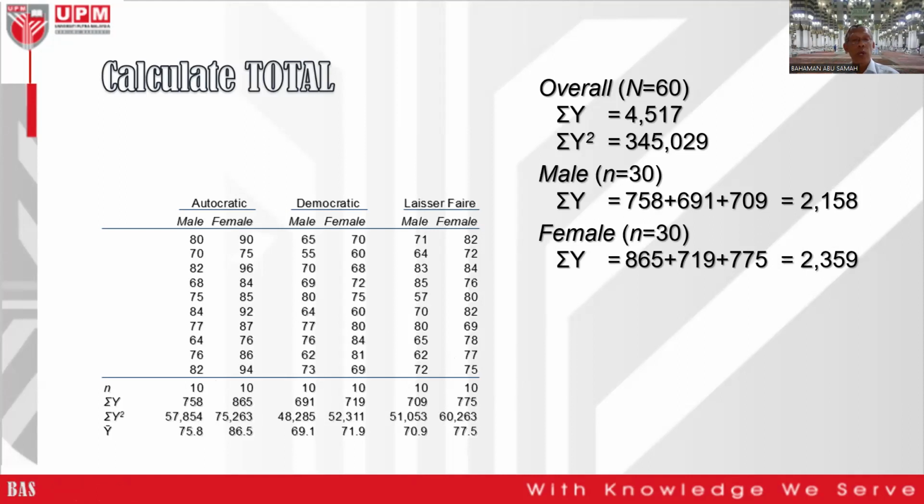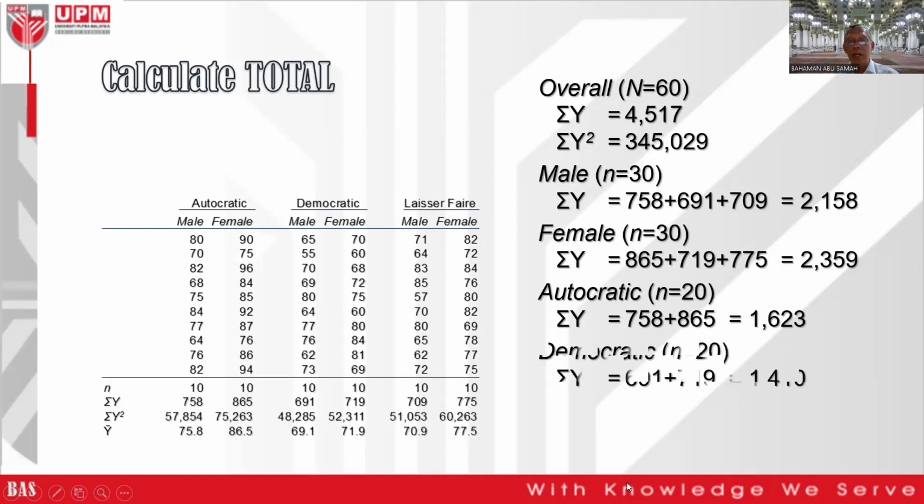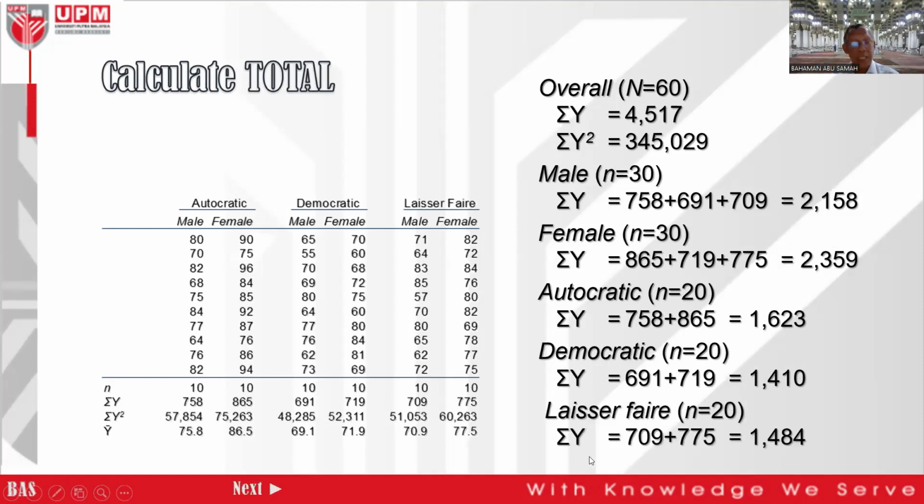For factor 2, we have autocratic, with 20 cases. Summation Y will be this plus this, which is equivalent to 1,623. Then for democratic, another 20 cases, summation Y will be 691 plus 719, which amounts to 1,410. And finally, for laissez-faire, we have another 20 cases, and summation Y will be 1,484.